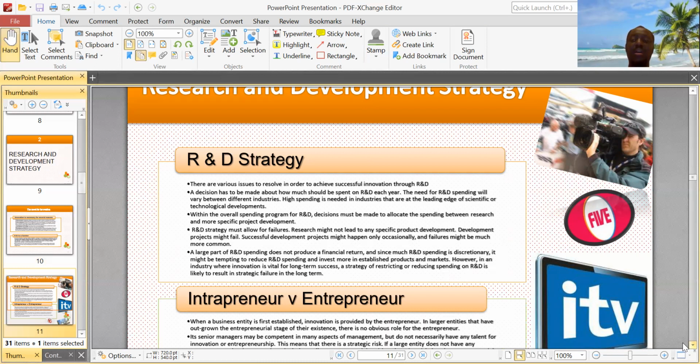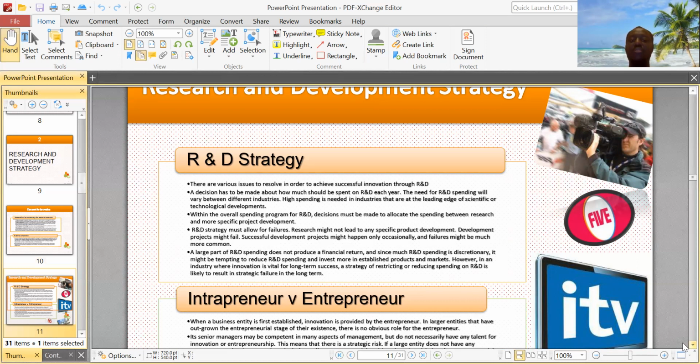R&D strategy must allow for failures. You are researching and developing to bring something new, but it can certainly fail. Research might not lead to any specific product development. You must understand that you can research and it might not lead to anything, so you must make room for failures. Development projects too might fail as well, so always keep that in mind. First off, you need to know how much you spend in the year. You need to make room for failures.